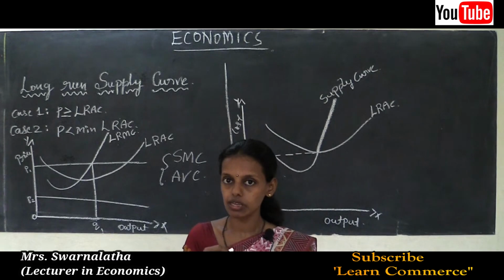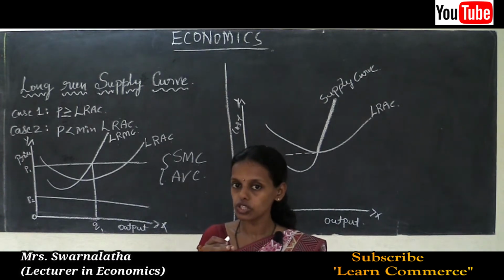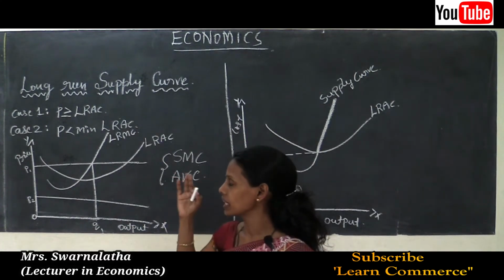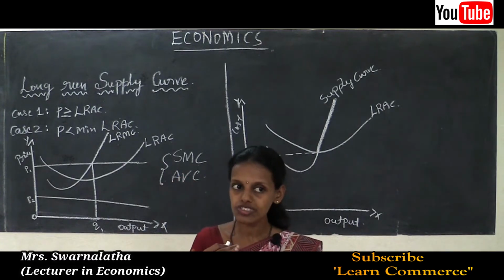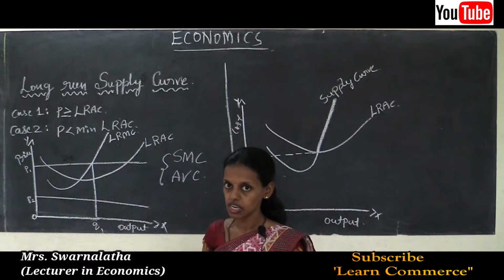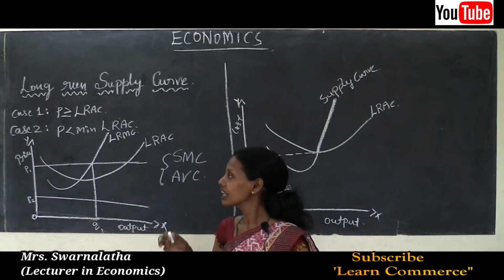The shutdown point is where the firm is going to get only normal profit, and it is also said to be the break even point. Here the firm gets just normal profit. That profit is just enough to stay in the industry or continue the business in the industry.